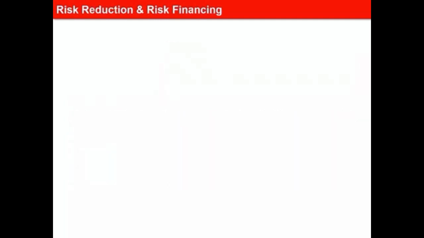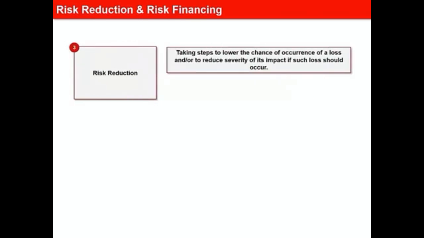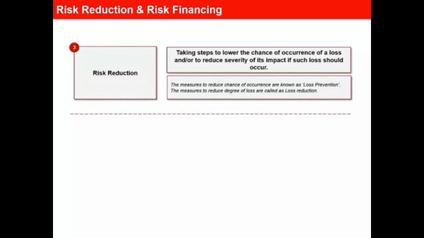The next method is known as risk reduction, which is a more practical and relevant approach than risk avoidance. It means taking steps to lower the chance of occurrence of a loss and/or to reduce severity of its impact if such loss should occur. The measures to reduce chance of occurrence are known as loss prevention. The measures to reduce degree of loss are called loss reduction.